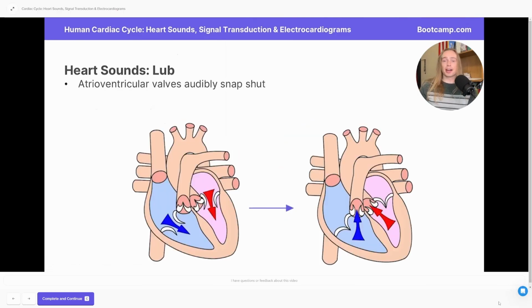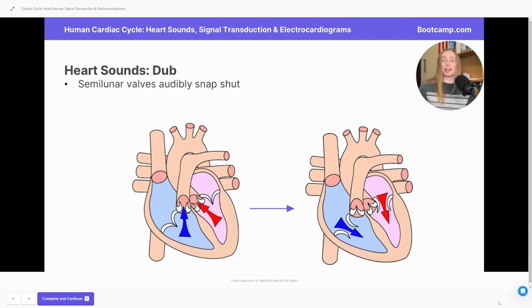To start off, we'll talk about our first sound, lub. So lub is going to occur when we have our atrioventricular valves go from open to suddenly snapping closed. This snapping close is going to create an audible sound that makes the lub. Recall that these atrioventricular valves are going to close in response to ventricular contraction.